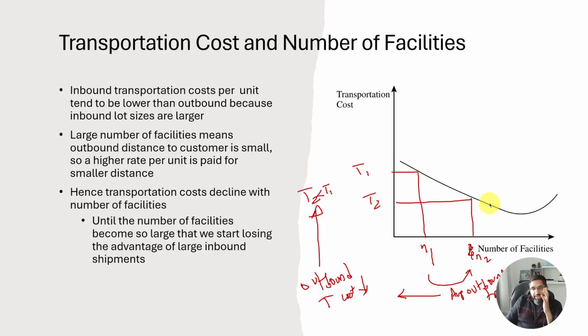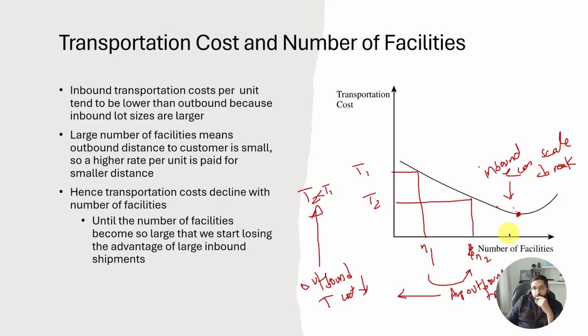But when you keep increasing the number of facilities, you're going to reach a point where the inbound economies of scale break. You have so many facilities that even on the inbound transportation, you're shipping less than truckload, or you're shipping over long distances, where facilities are all over the place. So inbound economies of scale eventually will break as you keep increasing the number of facilities.